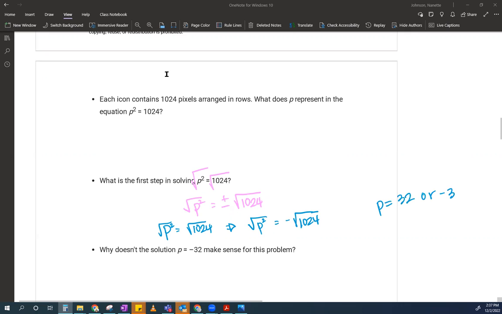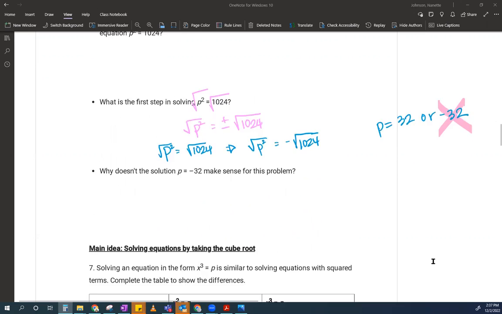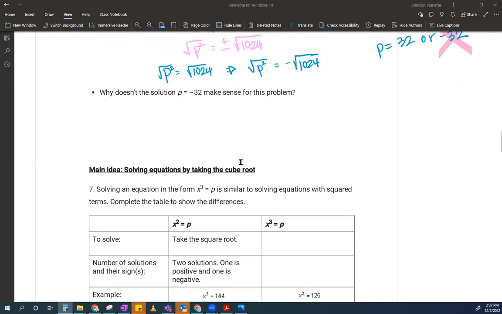Now, in this problem, 32 makes sense. That's the number of pixels in each row. But negative 32 doesn't make sense because I can't have a negative answer for this. Okay, and that's what this question is asking.